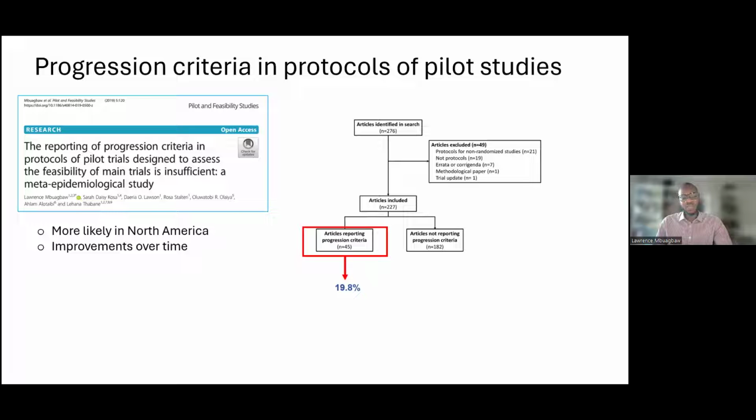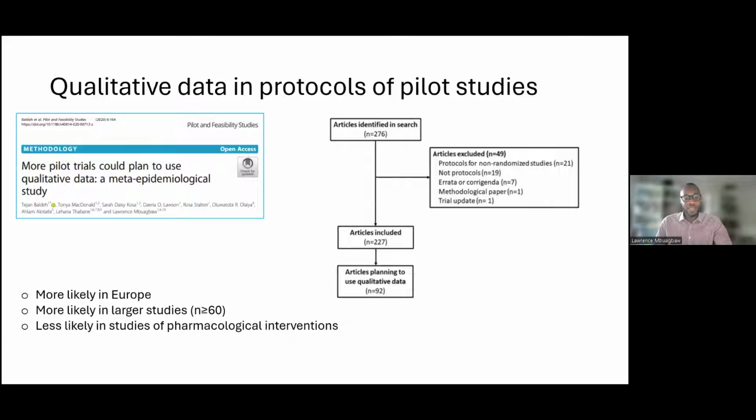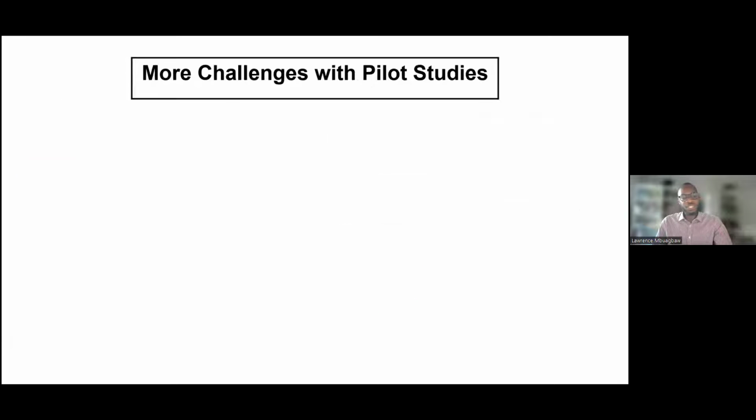With this same data, we also looked at the use of qualitative data, because qualitative data is important to pilot studies. It helps contextualize the findings. We found that close to 40% of the studies plan to use qualitative data in the assessment of feasibility. Studies from Europe were more likely to use qualitative data. Larger studies were more likely to use qualitative data, however, studies of pharmacological interventions were less likely to use qualitative data. And now there are additional challenges with pilot studies.